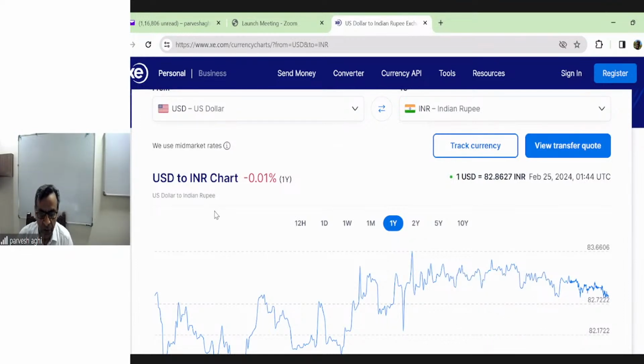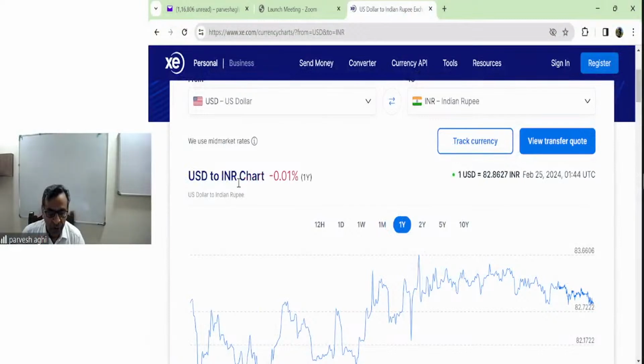So one US dollar is today trading at 82.86. Yes, sir. Not visible? Okay. So if you look at the USD INR rate, today, February 25th, one US dollar is 82.8627. Normally, the currency pair, Indian rupees, is quoted up to 4 decimal places. So that's a norm.